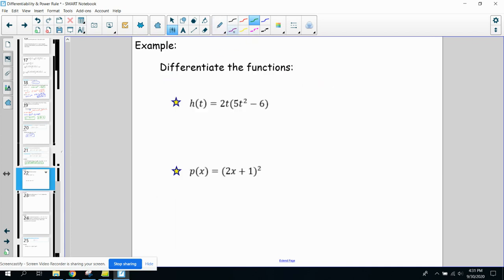Okay, so looking at a couple of other examples here, remember that your goal for now, because we don't know how to do any other type of derivative as of this moment, is to make it look like something that we can use the power rule for.